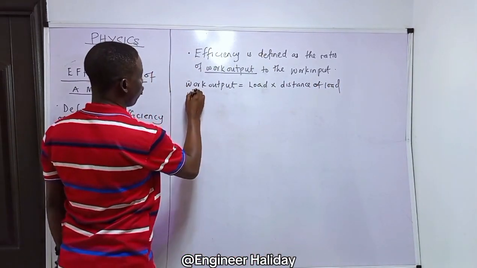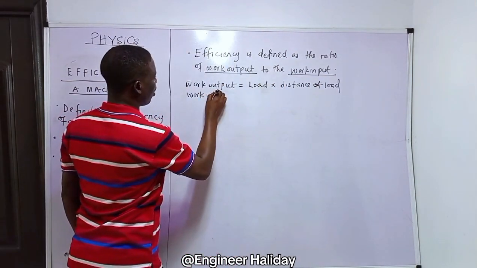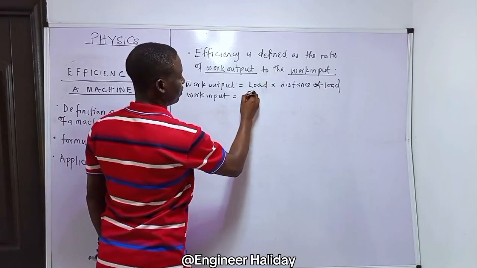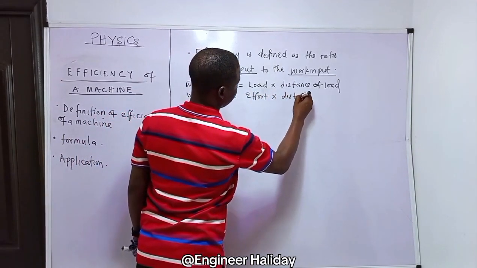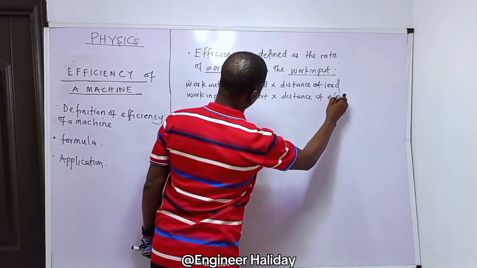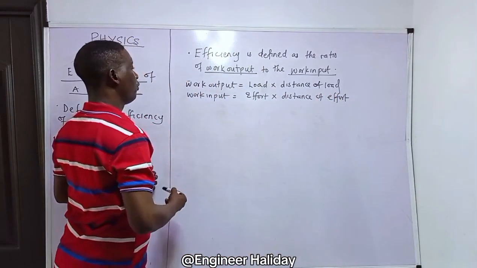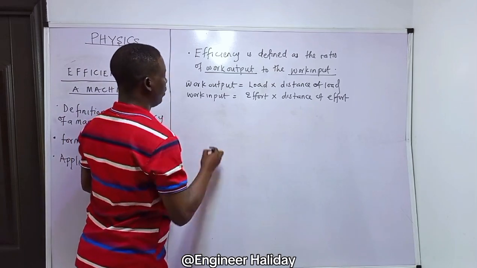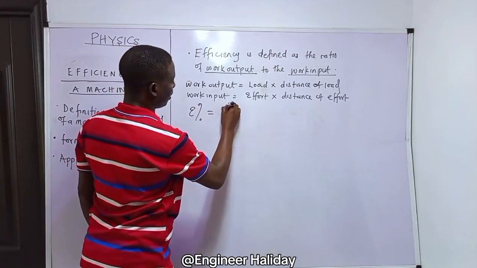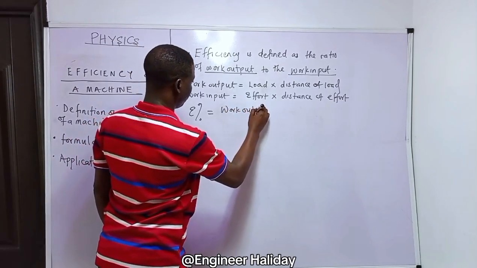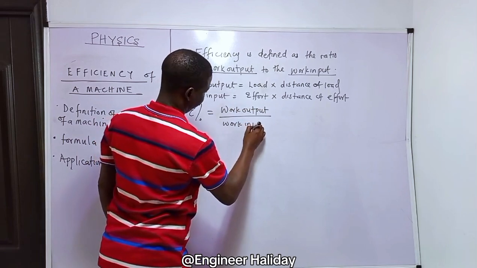What about work input? From that definition, work input is equal to what? Effort times distance of effort. Now, if you agree, we can say efficiency is equal to work output over work input.